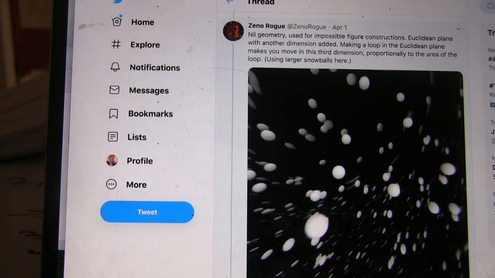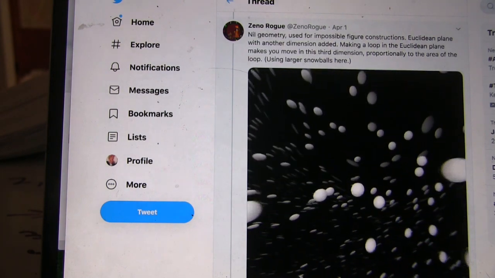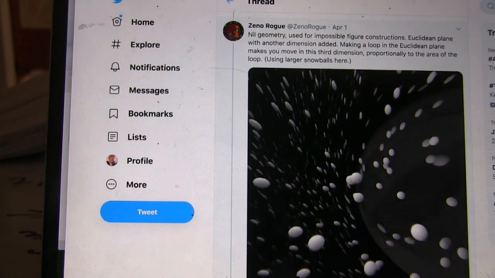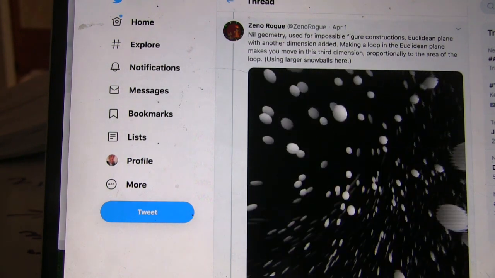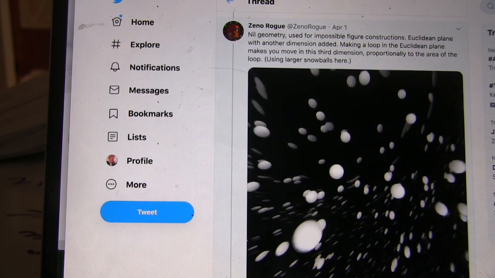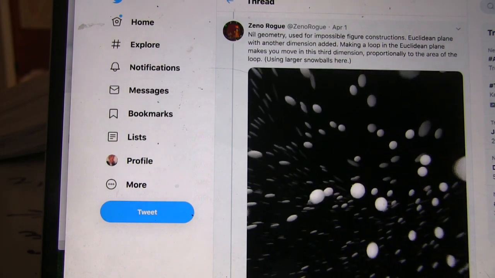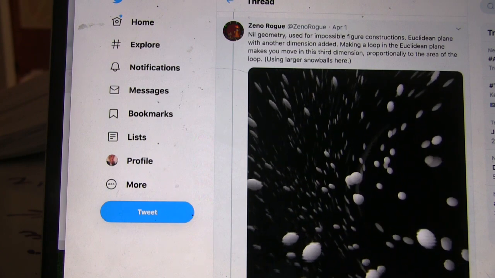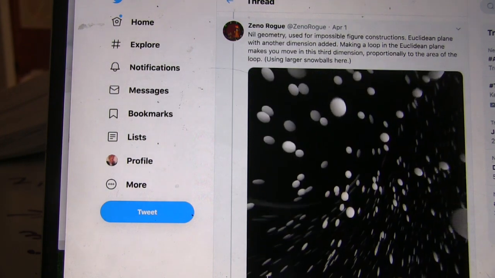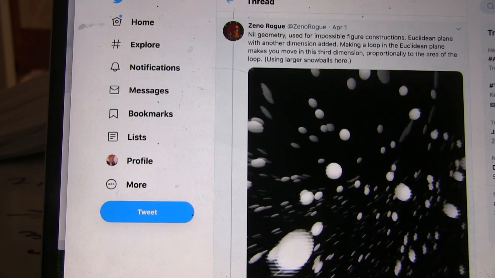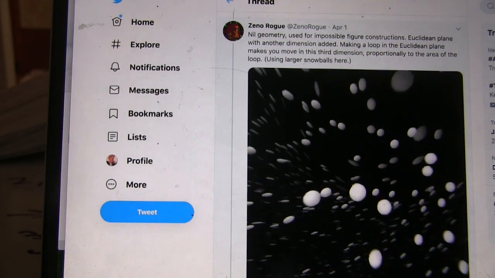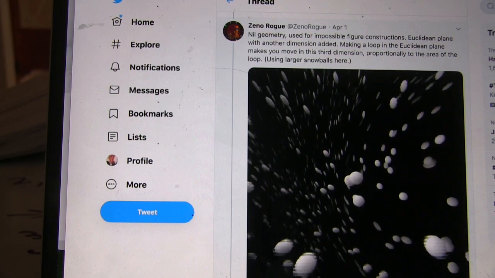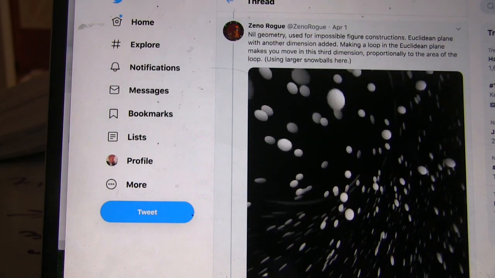Nil geometry. Used for impossible figure constructions. Euclidean plane with another dimension added, making a loop in the Euclidean plane makes you move in this third dimension proportionally to the area of the loop. Whoa. That's interesting. So nil geometry. Yeah. So if you move in a loop, then you go into this other dimension.